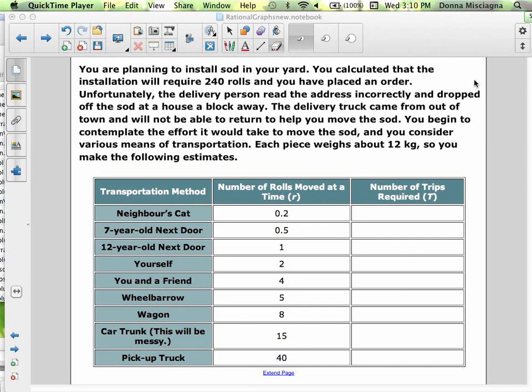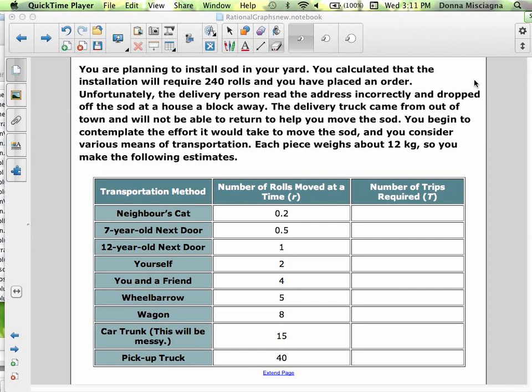And so each piece weighs about 12 kilograms. Don't remember how many pounds that is. I think was it 2 kilograms, 2.2 pounds, something like that. It's one way or the other. Yeah, okay, 1 kilogram is 2.2 pounds. All right, and so each piece weighs about 12 kilograms. So you make the following estimates.